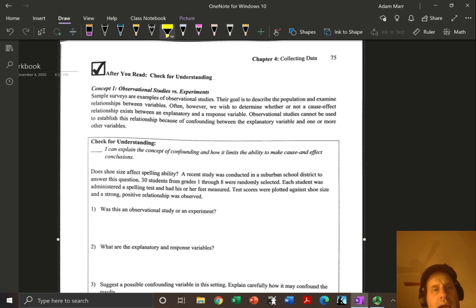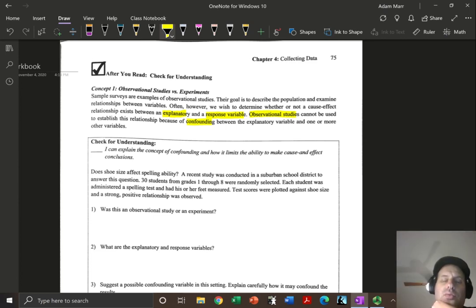Okay, concept one. Sample surveys are examples of observational studies. Their goal is to describe the population and examine relationships between variables. Often, however, we wish to determine whether or not a cause and effect relationship exists between the explanatory and the response variable. That's almost always what we want to do, right? The problem with observational studies is that they cannot be used to establish a relationship between the explanatory and response because of confounding between the explanatory variable and one or more other variables.